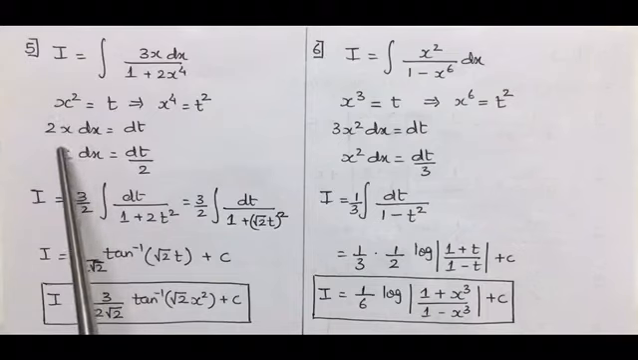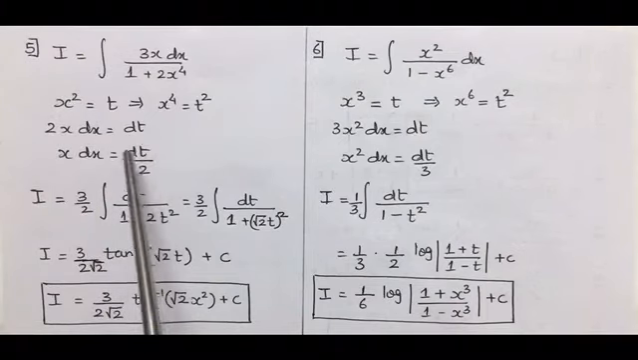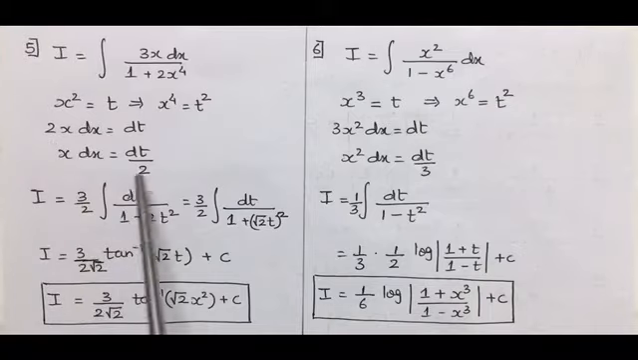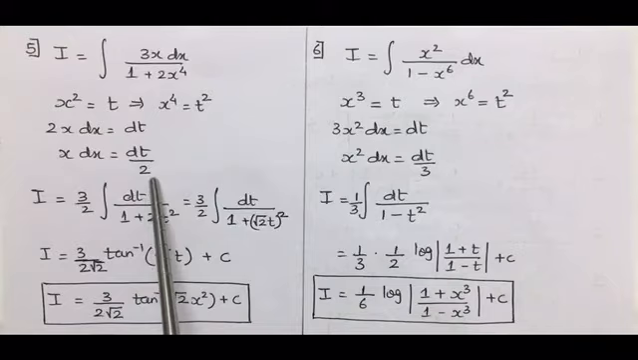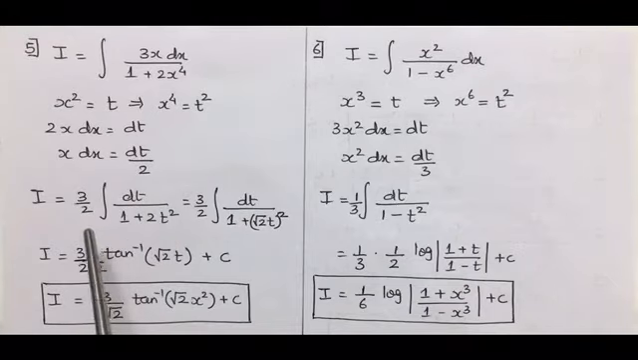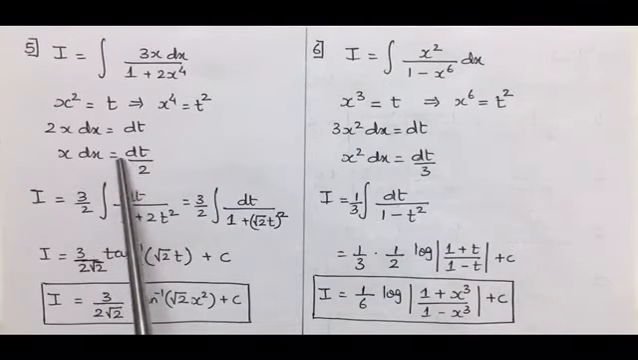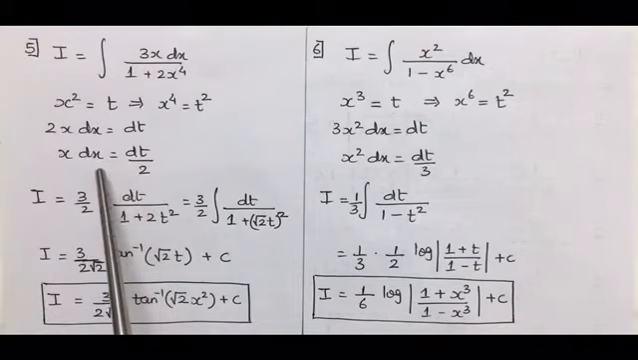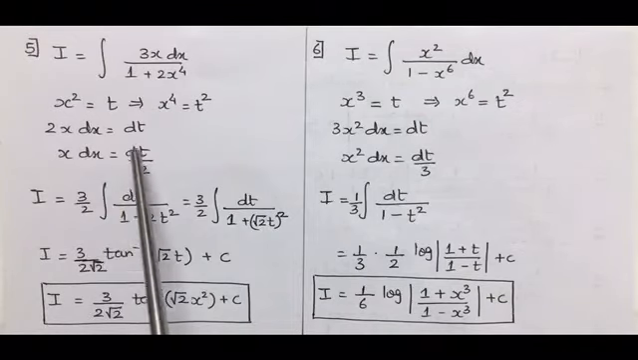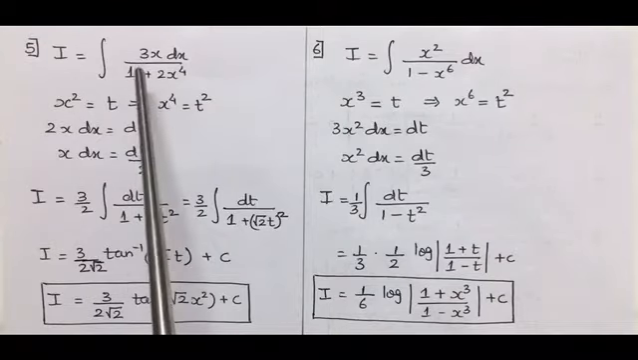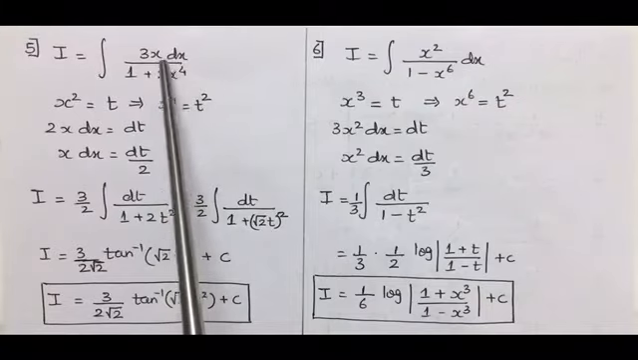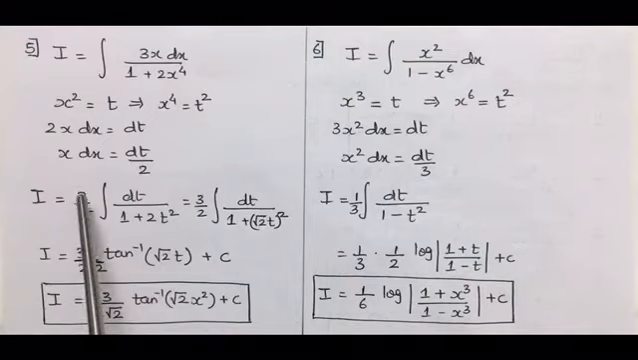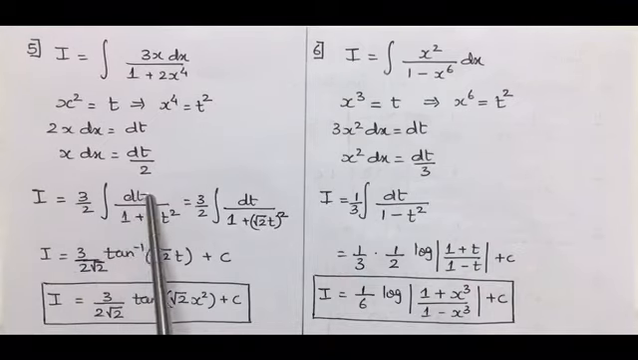Calculating its derivative, we get 2x dx is equal to dt, and shifting 2 to the other side we get x dx is equal to dt by 2. Now keeping all the values of dx or x in terms of t, the question becomes 3x dx is there. So instead of x dx, dt by 2 is kept. So 3 by 2 integration dt remains.